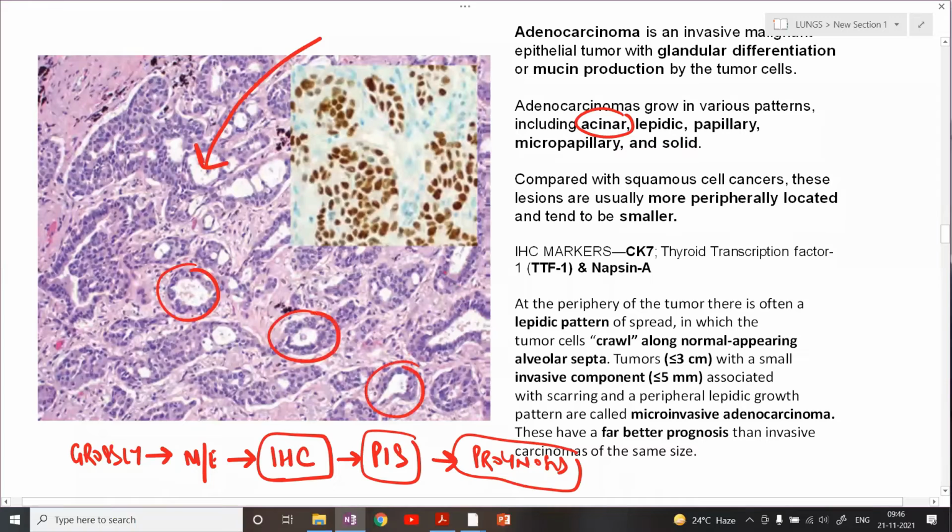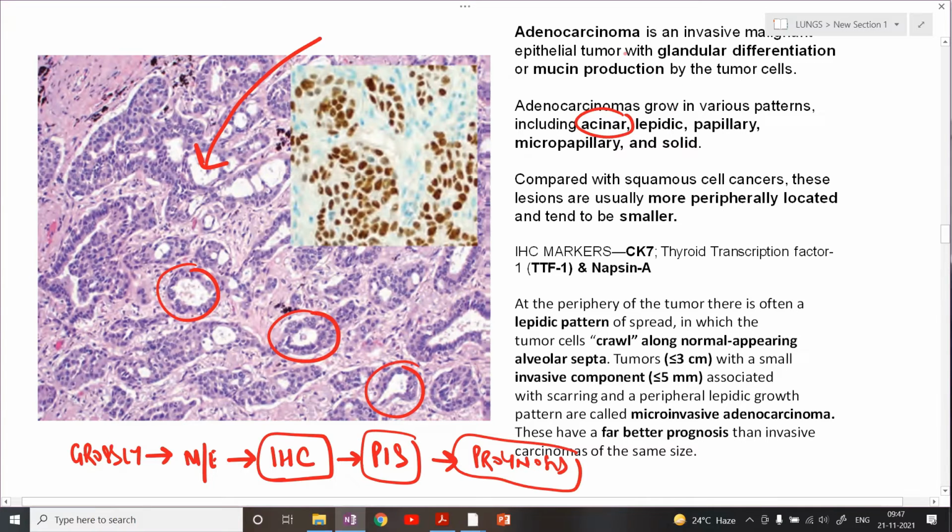Okay, so this is the most commonly seen pattern of adenocarcinoma, where you can see the gland formation. So this is a classical adenocarcinoma. Other patterns I have not shown because it is not that important for you all. It is more important for postgraduate students.